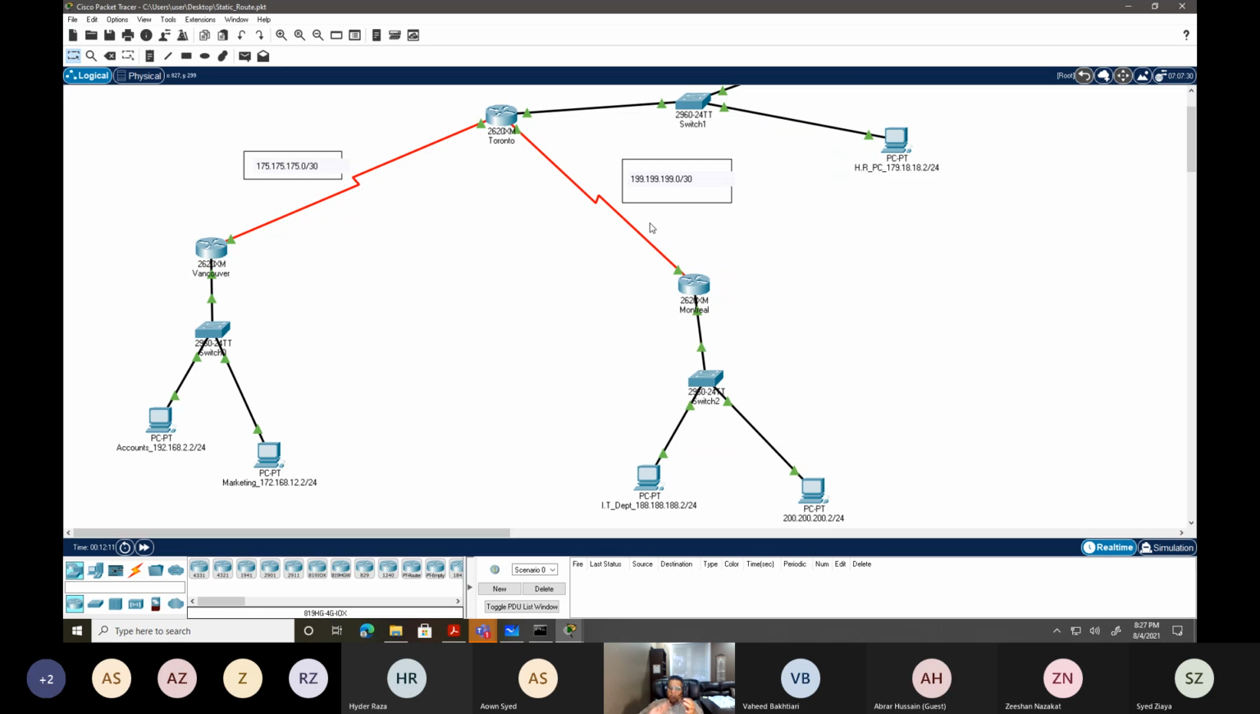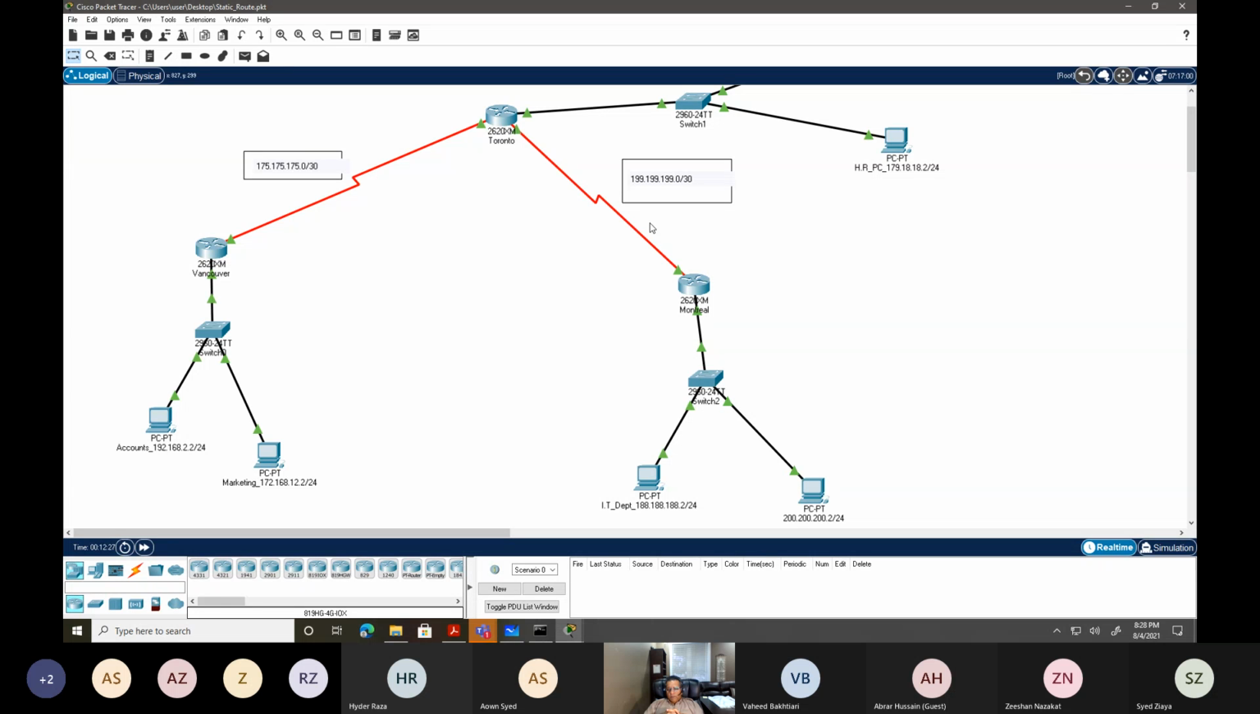In routing, these routers are just dummy terminals. You have to tell them in order to get to here, you need to do this. In order to get to here, you need to do that, right? Static routes work differently than dynamic routing protocols, and we'll talk about dynamic later on.